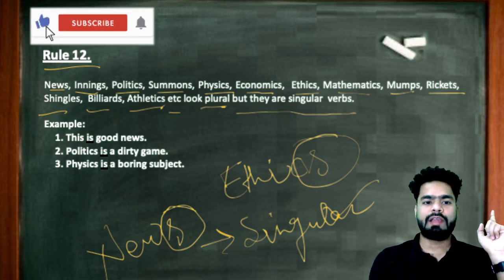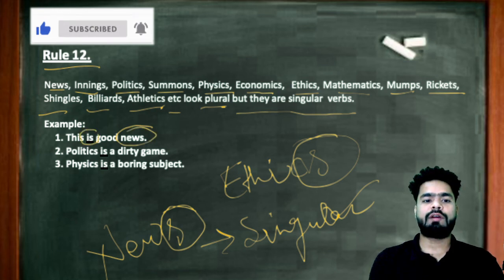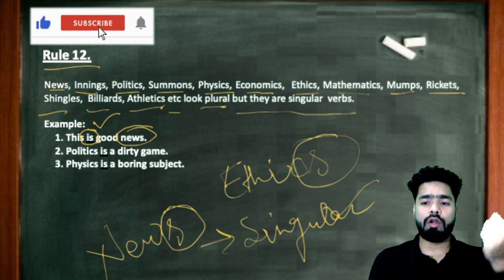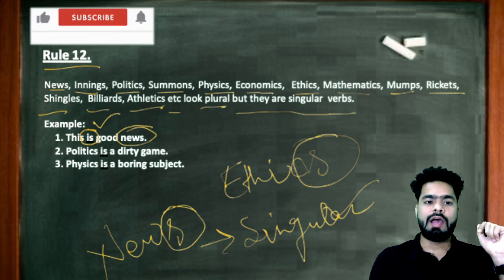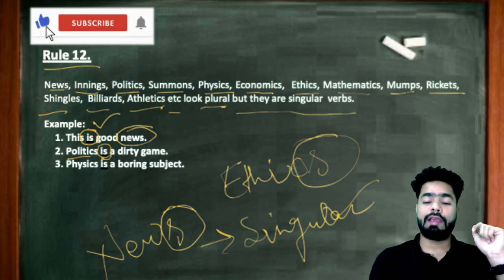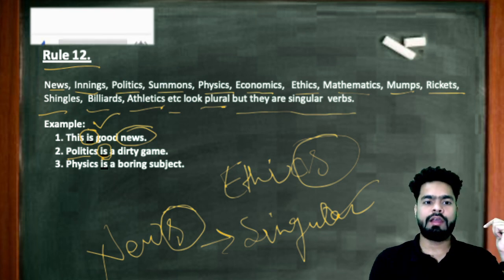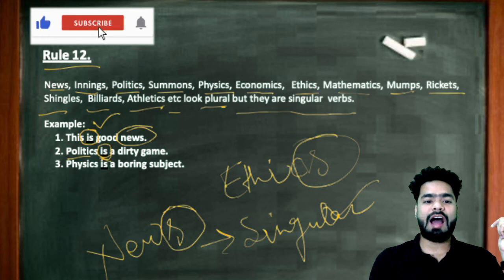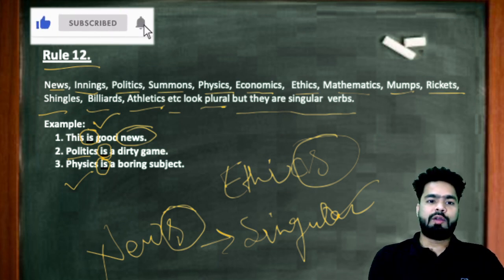For example, this is good news. We are talking about news, so in this case we will use a singular verb, not are. This are good news? No, this is good news. Why? The news is singular. Politics is a dirty game. Why? Politics is treated as a singular subject, so we will use is. Not politics are a dirty game, but politics is a dirty game. Clear? Physics is a boring subject, not physics are a boring subject, because physics takes a singular verb. Clear?